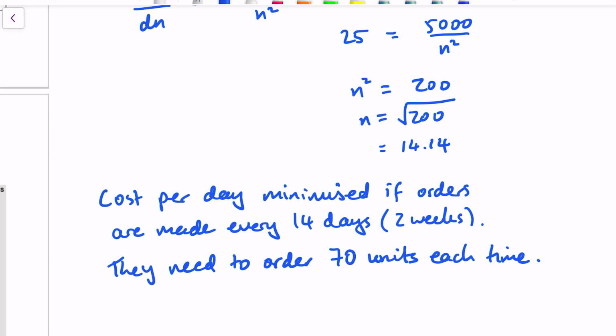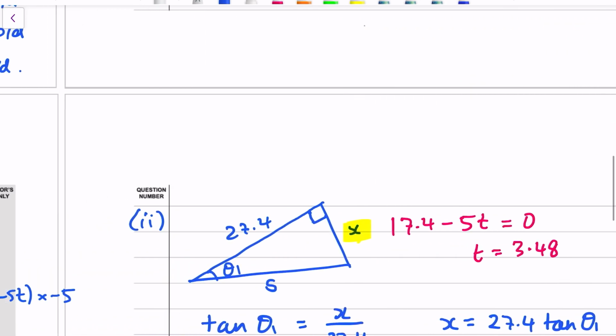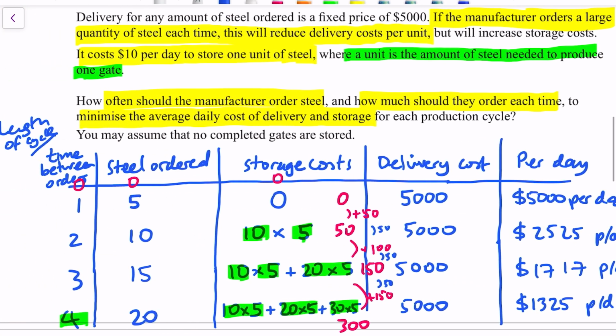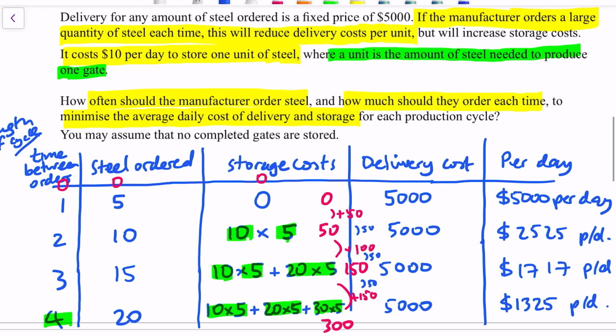Cool. So quite a tricky question to get your head around, particularly forming the expression, but I do recommend doing something like this, where you break it down into whole numbers and consider that before you generalize. Catch you in the last video.